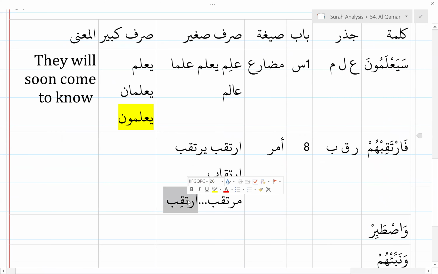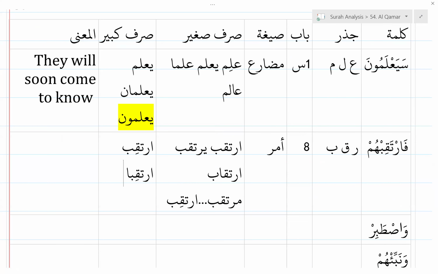And this is what we're looking for. So the Sarf Kabir will be ارتقب ارتقبان ارتقبون. Amr: ارتقب ارتقبا ارتقبوا. So ارتقب, this is the whole version that we're looking for. So أنت ارتقب, أنتما ارتقبا, أنتم ارتقبوا, أنت ارتقبي. And then أنتن ارتقبنا. Right? So just revising Sarf there.